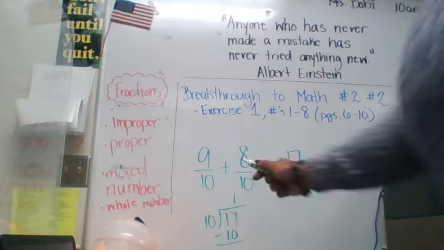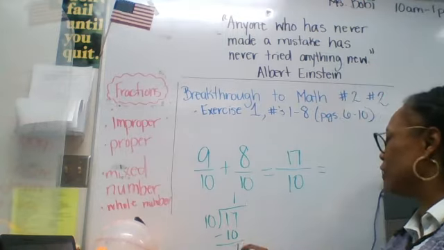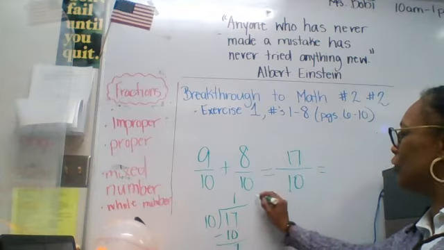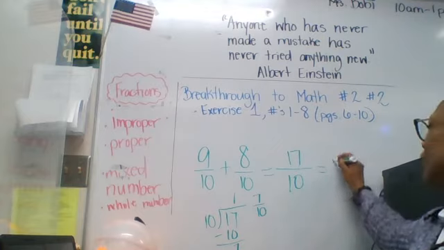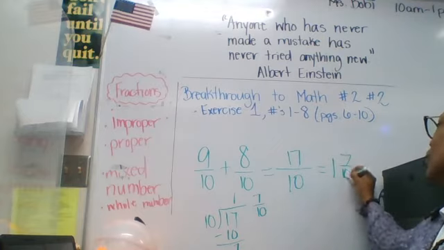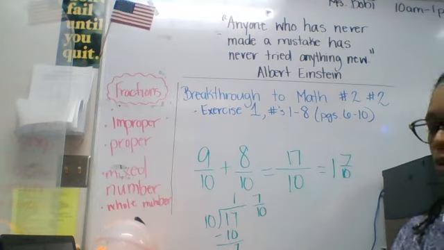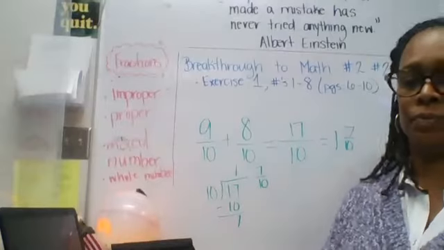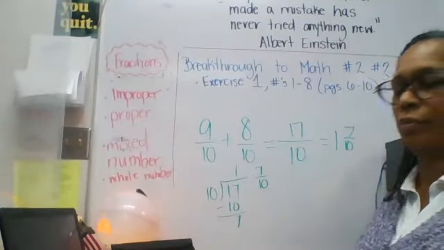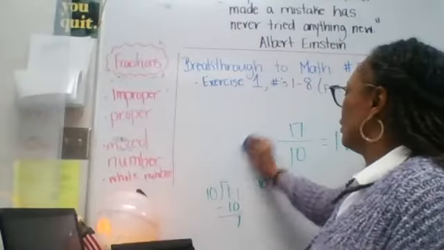Okay, you should have worked that out. So 17 minus 10 leaves us with 7. And then we have to do something with that 7. But there's nothing left. So that's just our answer. 1 and 7/10. We just have to leave it as a mixed number, right? So there's that one.